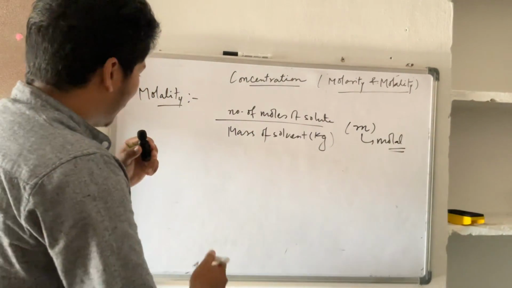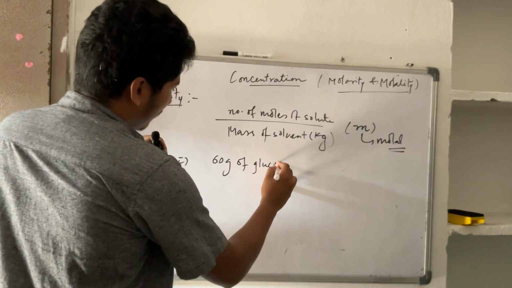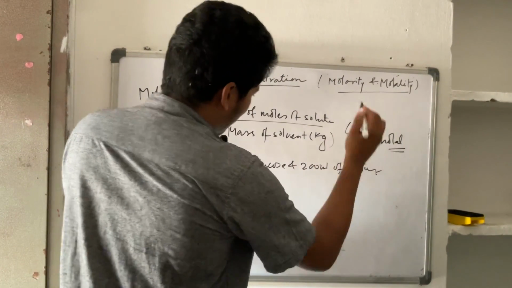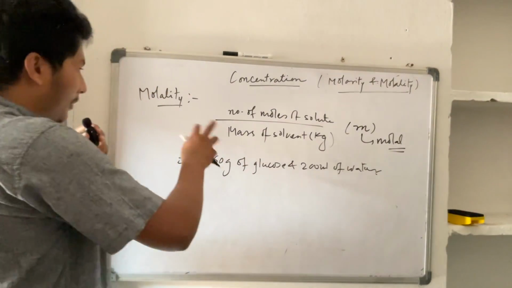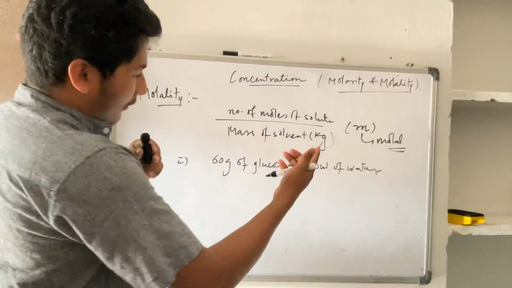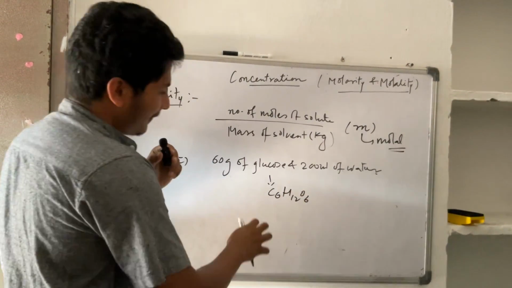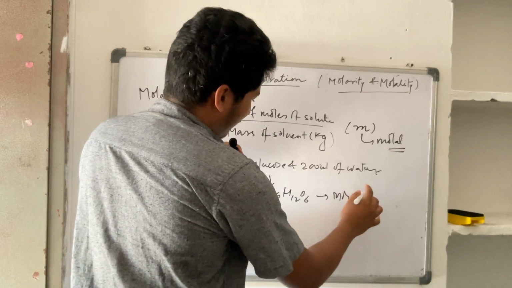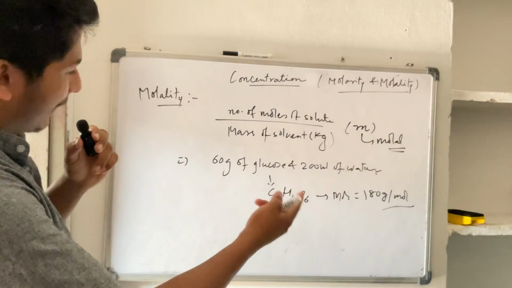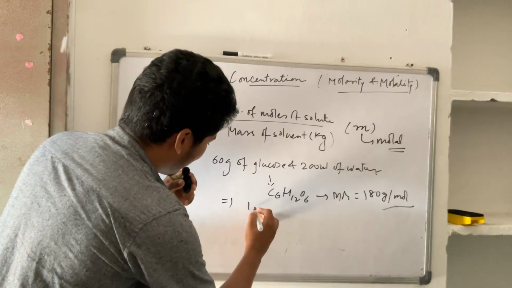Let's do a very simple problem based on this. Let's say you have taken 60 gram of glucose and 200 ml of water. It has been asked how much is the concentration in terms of molality. Once again, glucose, the molecular formula is C6H12O6, and the molar mass will be 180 grams per mole. So from here we can calculate the number of moles of solute. The number of moles will be 60 divided by 180, so it's going to be 1 by 3 moles.